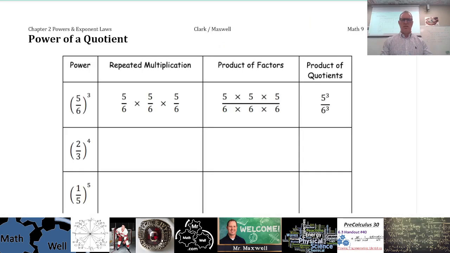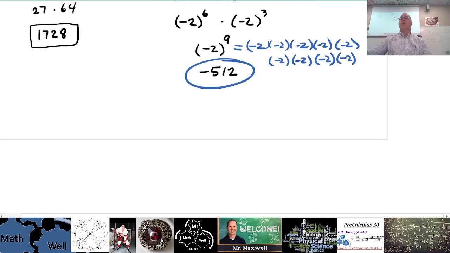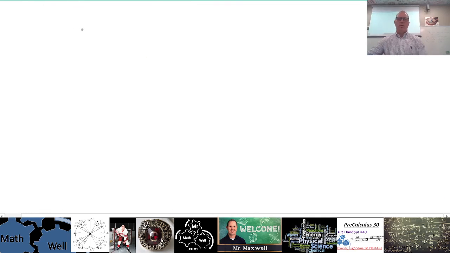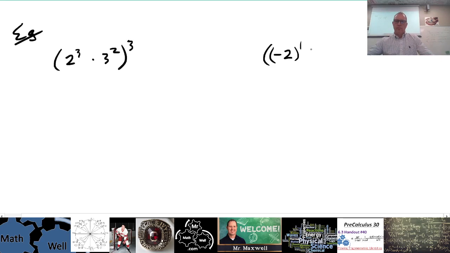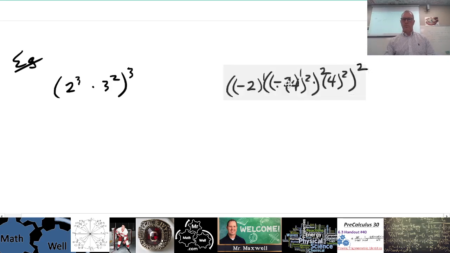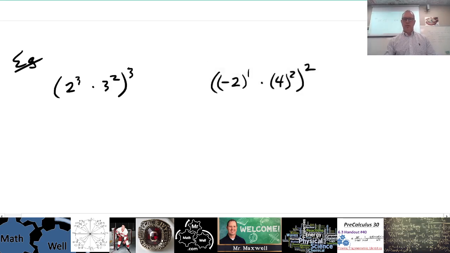Oh yeah, I got to do this power of quotient too. A couple more examples, okay? It's going to be a bit of a bigger lesson today. So write these down, please. Examples. Okay, so let's do 2 cubed times 3 squared, all to the power of 3. And we'll do one more over here. Okay. So write these two down here.